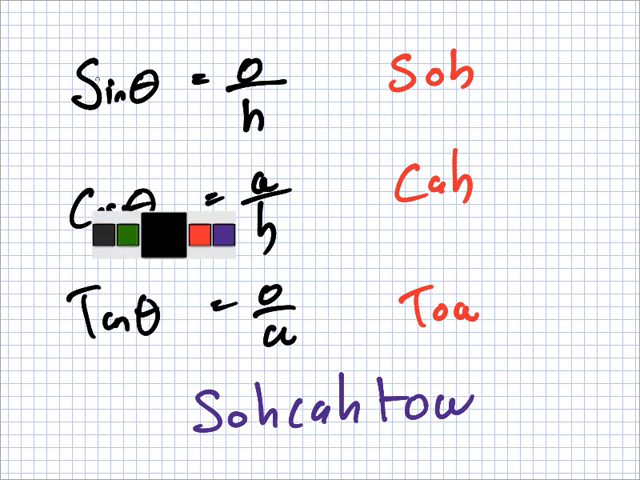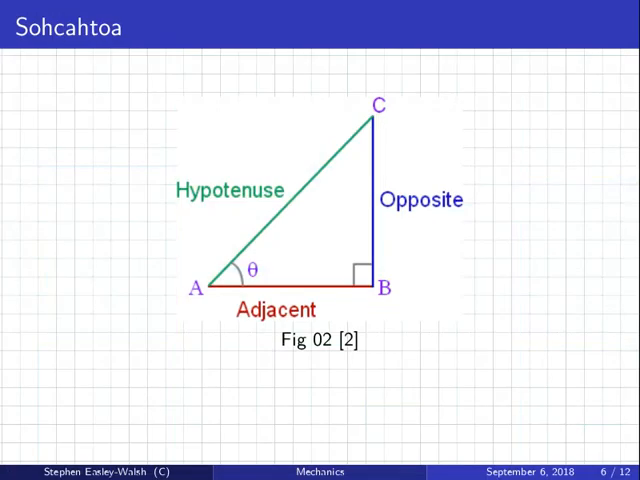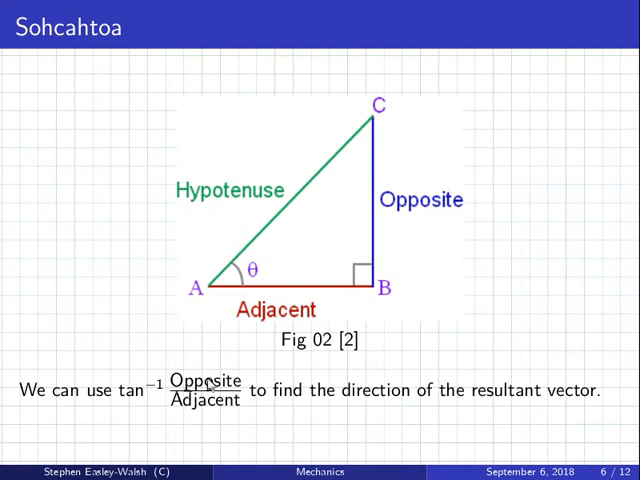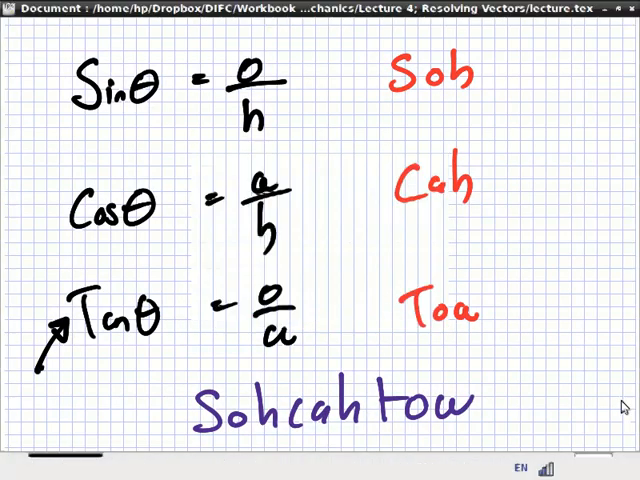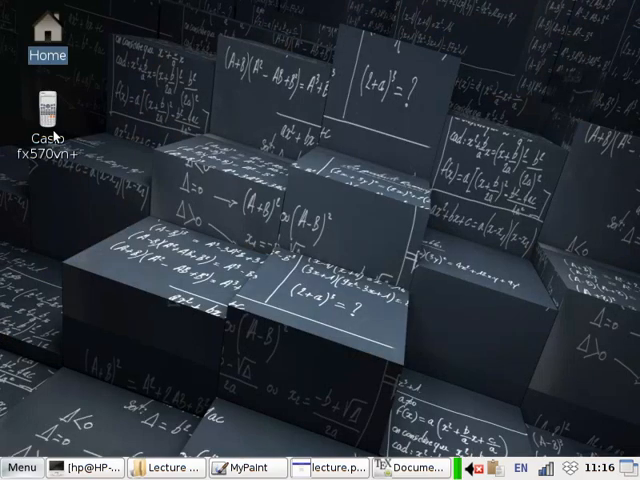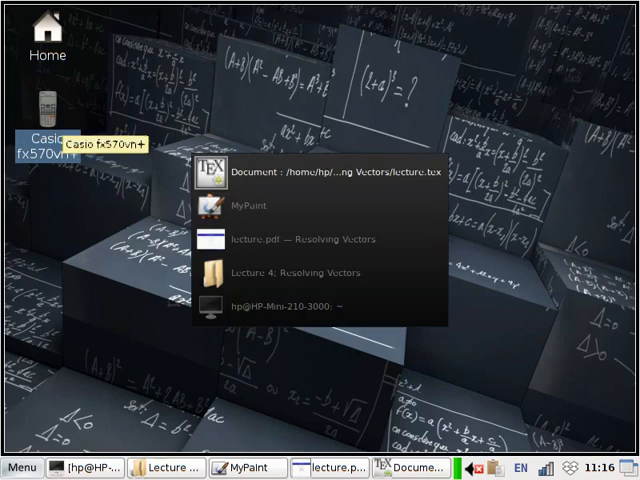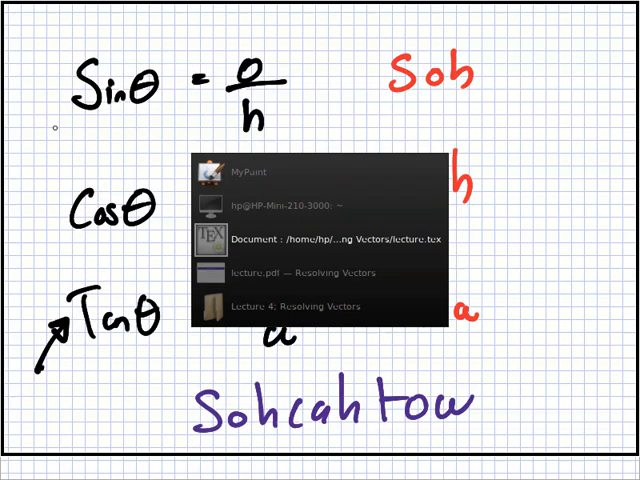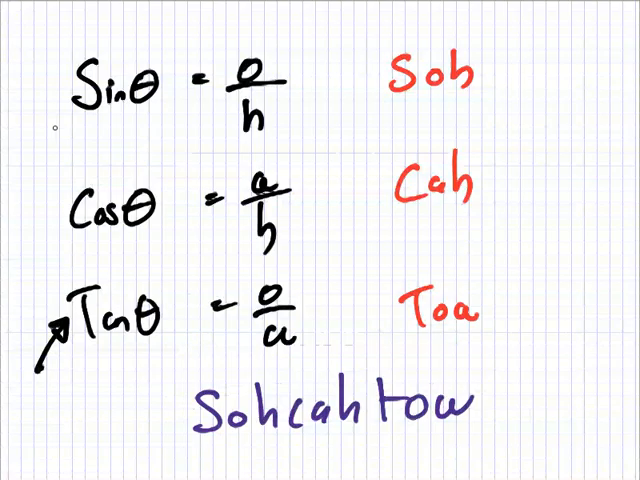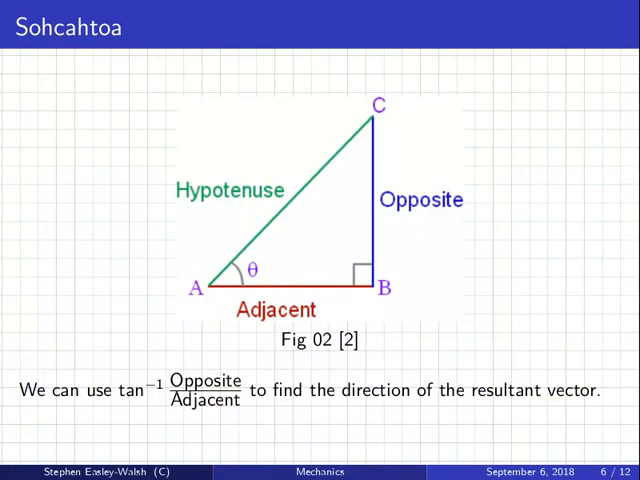But in fact, this one is the one that I care about the most, because by using tan inverse opposite over adjacent, you can figure out this angle. Now your calculator has the tan inverse function on it, I believe. You know where this tan inverse is? Shift sine, shift cosine. Yeah, you have them.